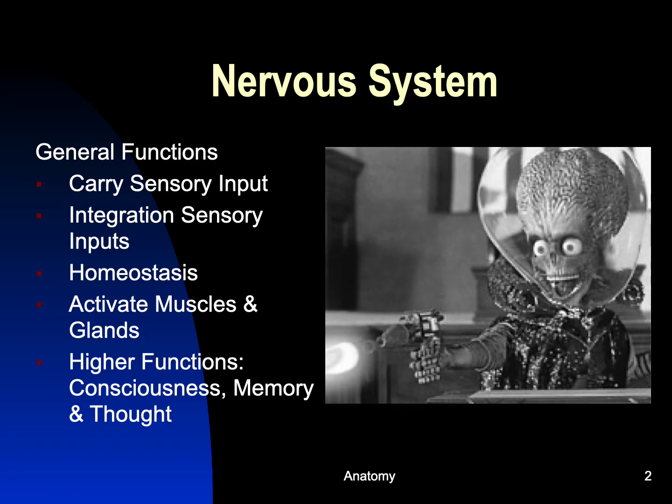Our central nervous system is in charge of homeostasis, so it acts as the control center. It activates muscles and glands. That means it's controlling the effector organs. These are referred to as motor functions. So that's carrying motor input, which activates muscles and glands. Then you also have some more integration type functions. These are the higher functions like consciousness, memory, thought, all sorts of things that multiple inputs are integrated at the same time.